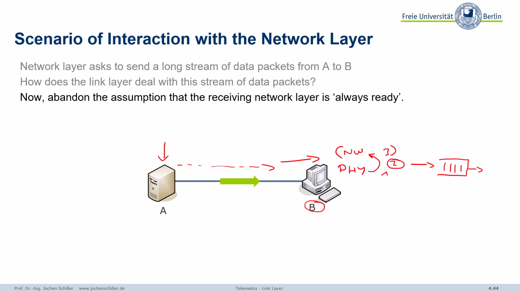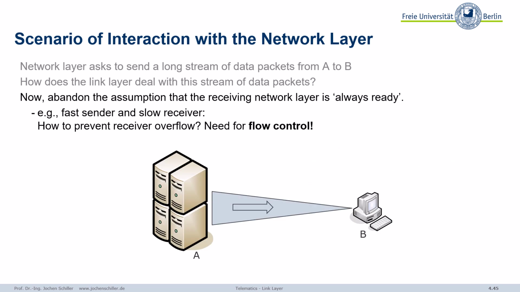But what happens if the network layer simply is too slow? What happens if you have on the left-hand side your huge systems, your compute center, your cloud, and on the right-hand side you have your poor small IoT device? You will flood B, but B cannot consume data fast enough. And this is exactly where we need flow control. So we need mechanisms that control the flow of data to prevent receiver overflow.